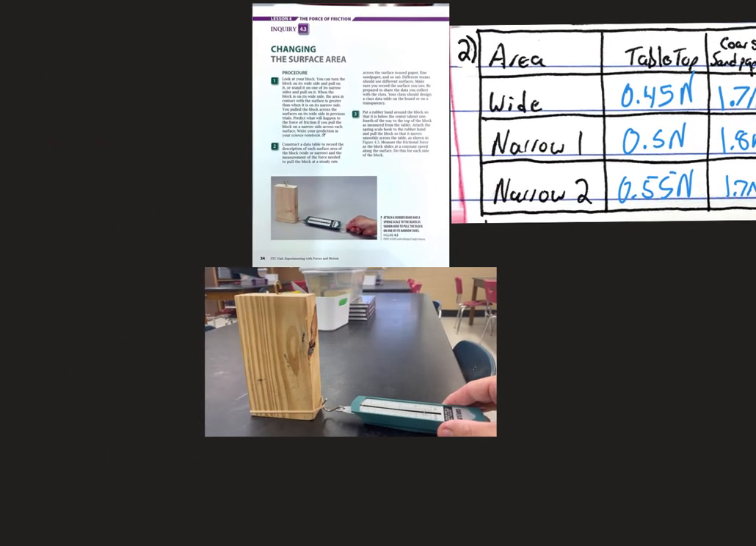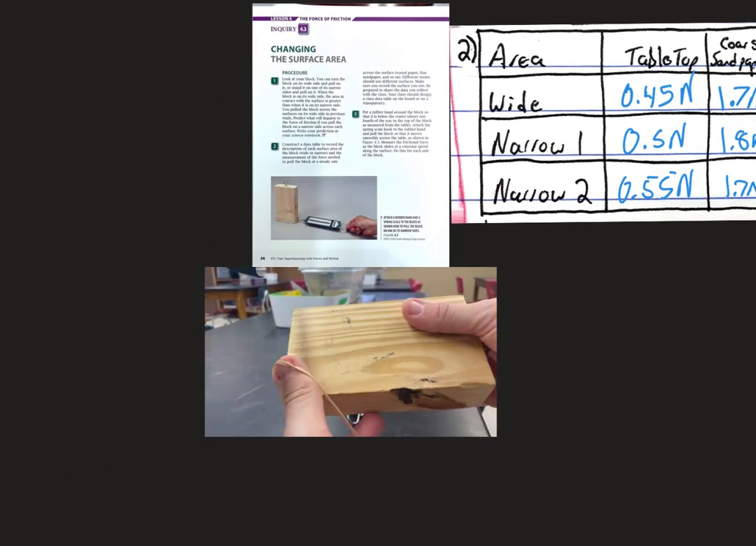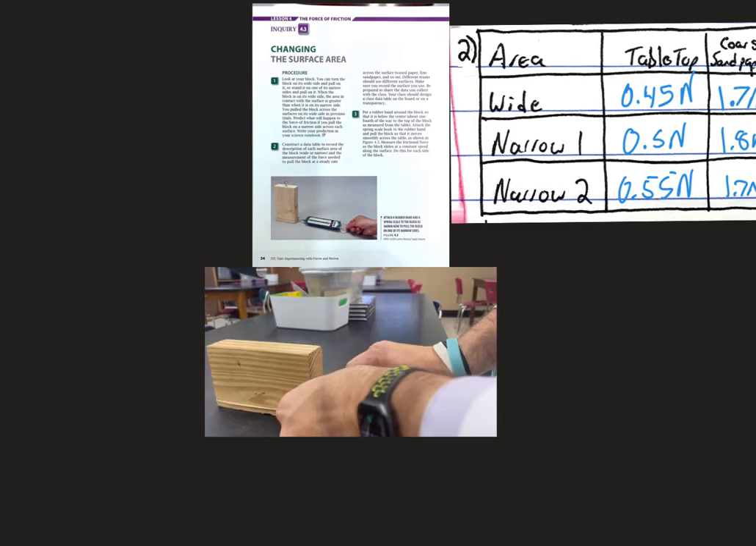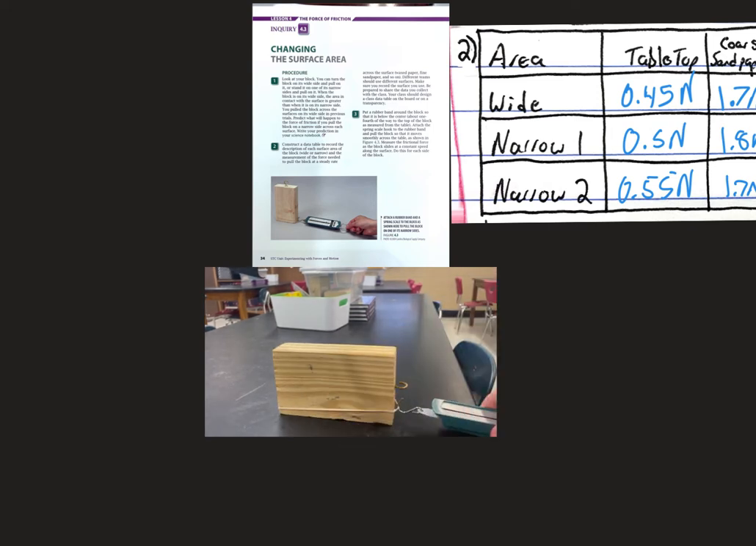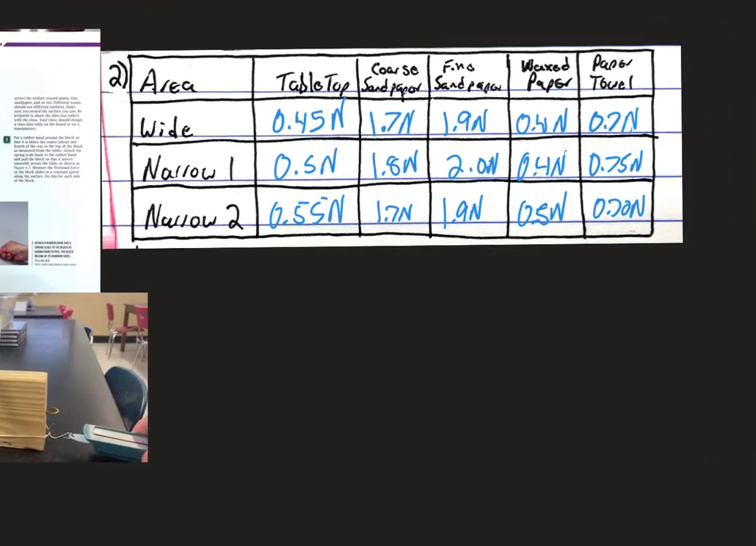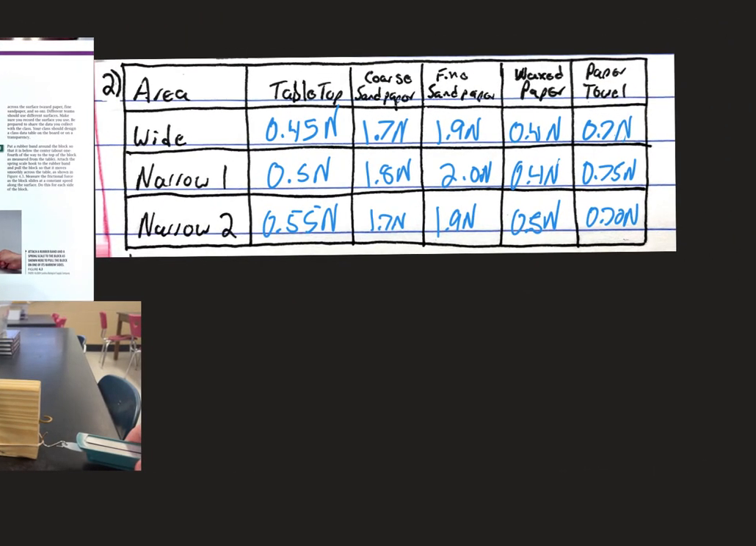All right. Now this was narrow 1, like you see here. Pause the video. What you see there is narrow 1. We have it turned on its side. You have more of the wood in contact with the surface now because it's the longer section. Again, notice our values here. Pause the video and look how our values changed based on putting more wood in contact with the surface.